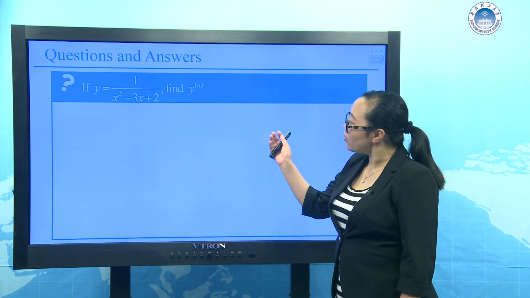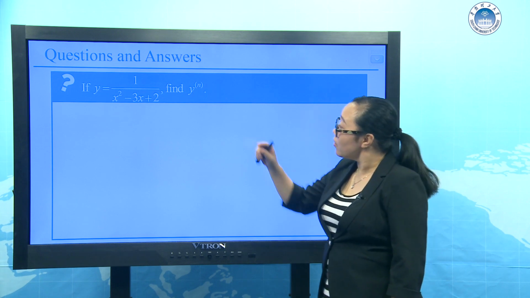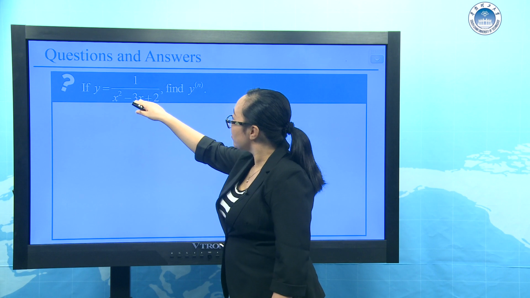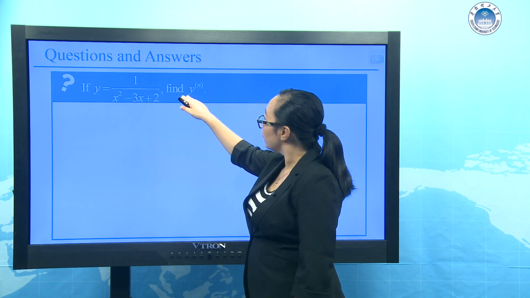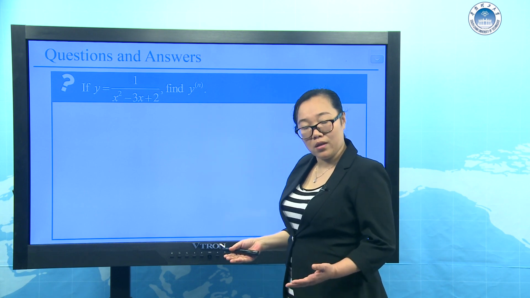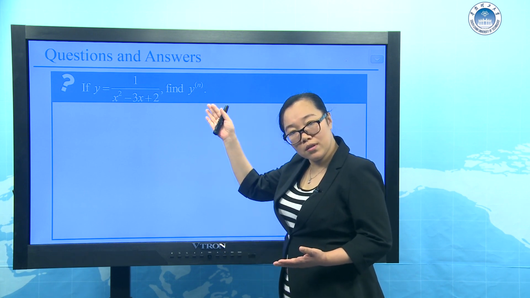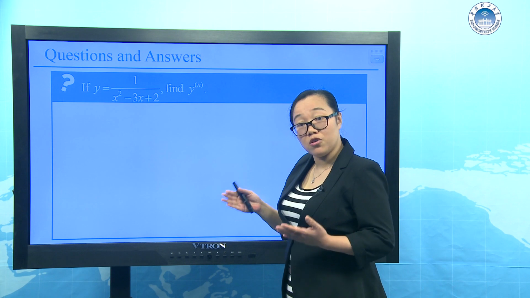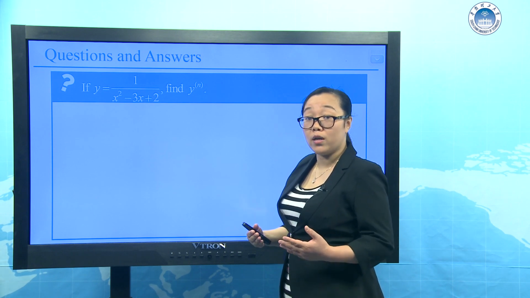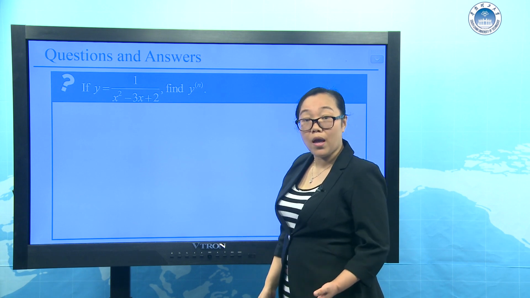Now look at this question. y equals 1 over (x squared minus 3x plus 2). Try to find the nth derivative of y. How to get it? If you do the first, second, third derivative, until nth, it is not easy for us to find the regularity. How to do?